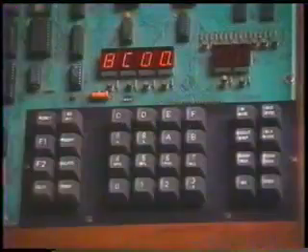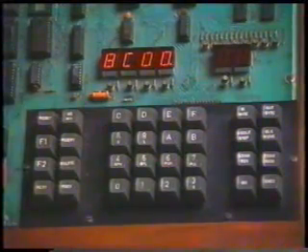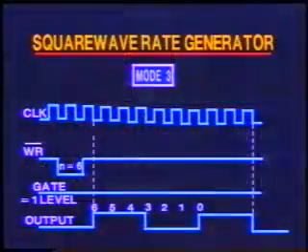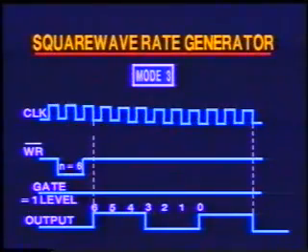The mode word and the count value are loaded. A high level at the gate starts the counting. The output remains high for exactly half of the count value. It remains low for the rest of the count value. Thus, this mode generates a square wave of periods specified by the count value.